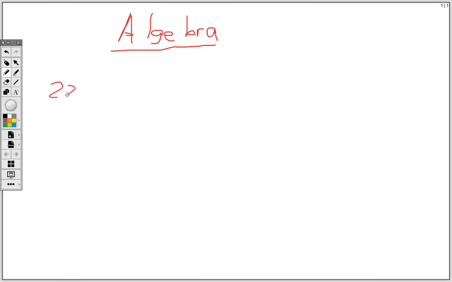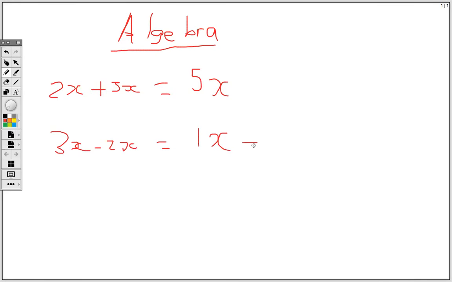So say, for example, I have 2x plus 3x. We know that we keep the variable and we add the 2 plus the 3 and we'll get 5. Now, if I have 3x minus 2x, again, you can just leave the variable and subtract the number. So 3 take away 2, I'm left with 1. Some persons might write it as 1x, while some persons will write it as x.